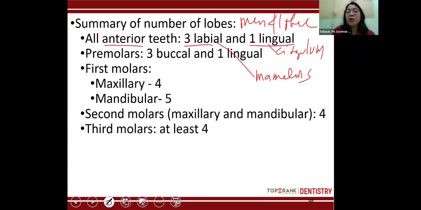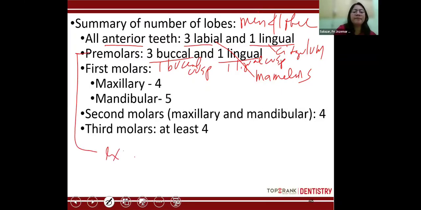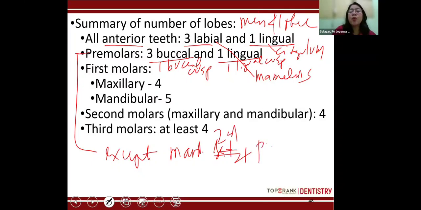Okay, premolars, 3 buccal, 1 lingual. The 3 buccal will become 1 buccal cusp, and the lingual will become 1 lingual cusp. But there is an exception. Okay, except your mandibular second premolar. Why?